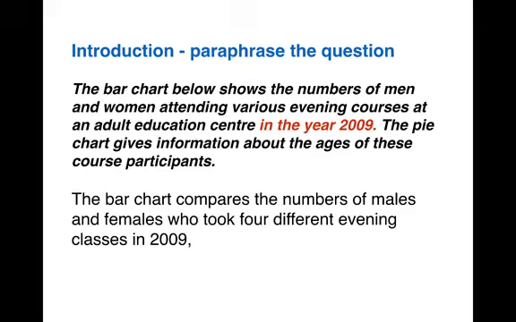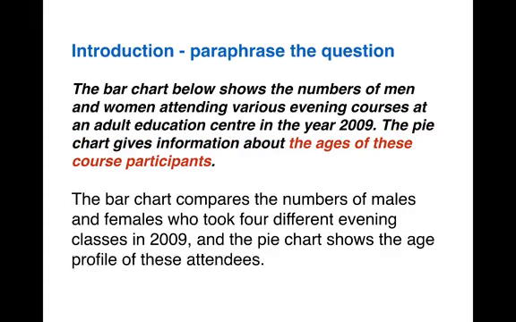So instead of 2 separate sentences, I'm going to continue with the same sentence. So I need a connecting word. I'm going to use and. The pie chart gives information about, and the pie chart shows. Then finally, the ages of these course participants. I've put the age profile of these attendees. So that's a nice difference at the end. Instead of ages, I've put age profile, and instead of participants, the word attendees is good.